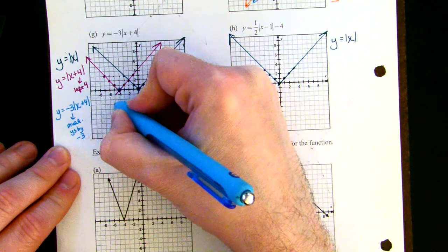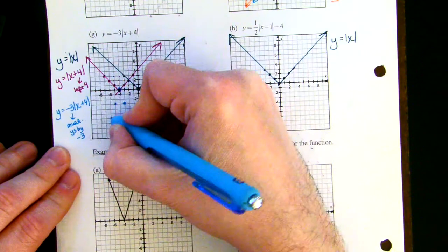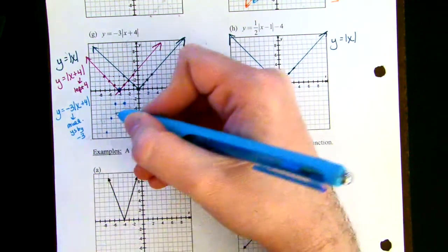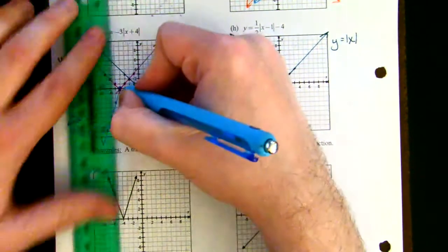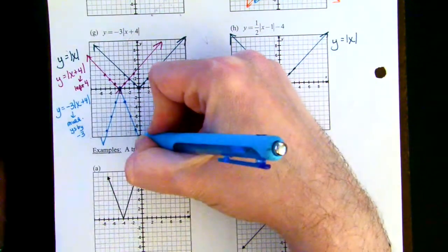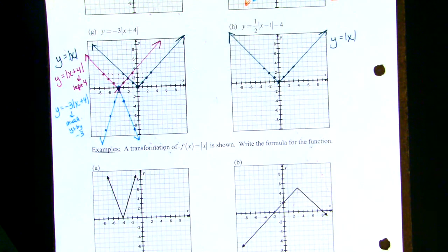1 times negative 3, negative 3. 2 times negative 3, negative 6. 3 times negative 3, negative 9. Connect the dots. And I think it should look like that blue graph over there. That's it.